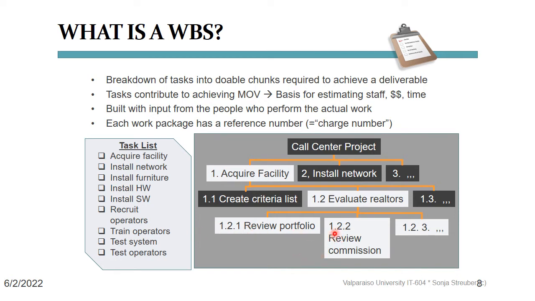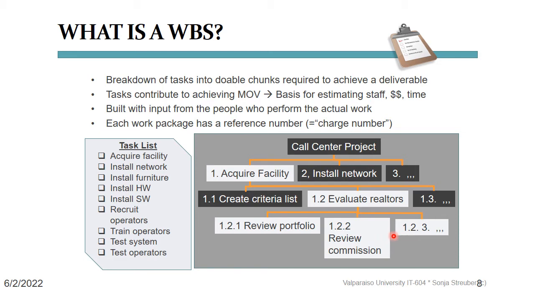And soon you will have a tree diagram like the one you're seeing on the right side here. Here, the first item from the task list, acquire facility, is broken down into 3 subtasks: create criteria list, evaluate realtors, and then some more. The second subpoint, evaluate realtors, is then split into all the subtasks that have to happen in order to sufficiently evaluate a realtor, such as review portfolio, review the realtor's commission, and so on and so on.